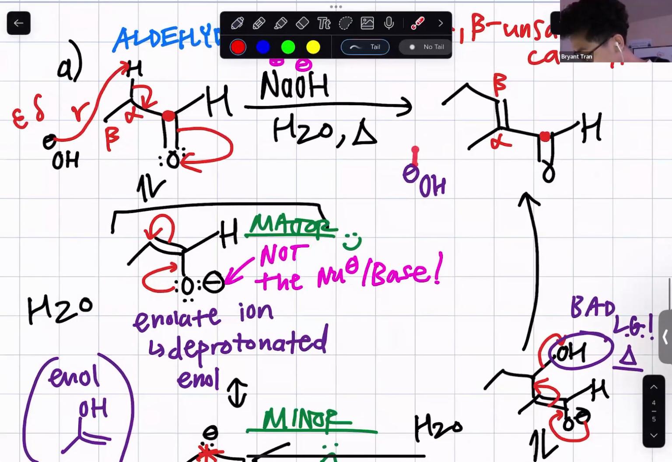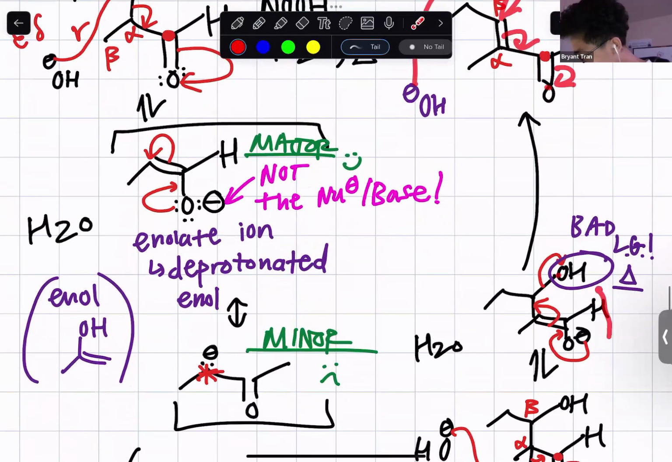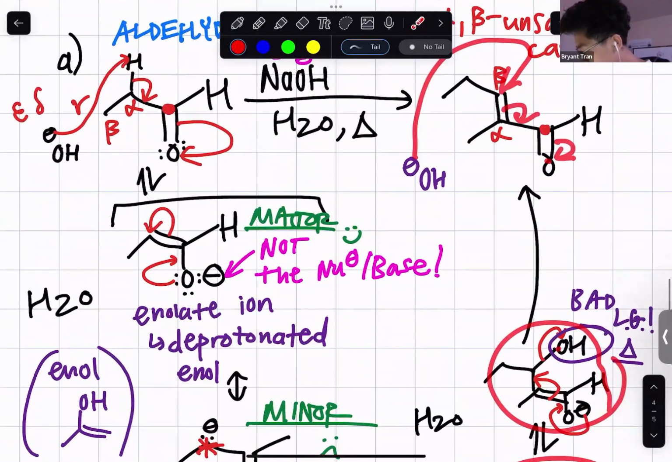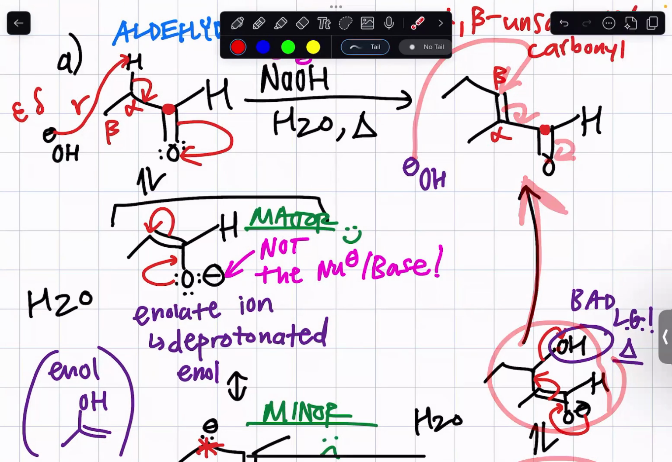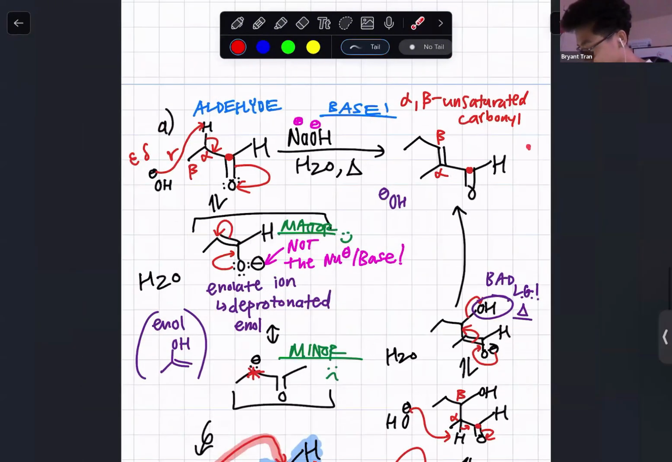Actually, I can see this OH minus coming here, attacking that. Boom, boom, like that, giving us this thing again. So this point here is the irreversible step right here. OH minus, heat. Okay, so that is the final answer right there, like that.